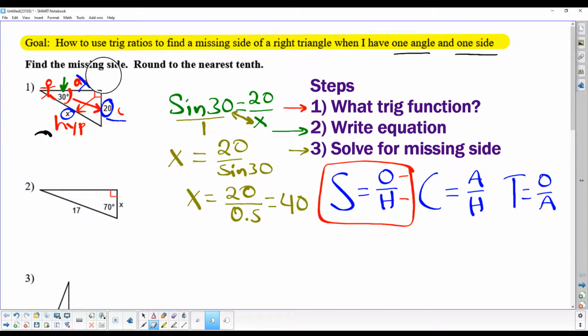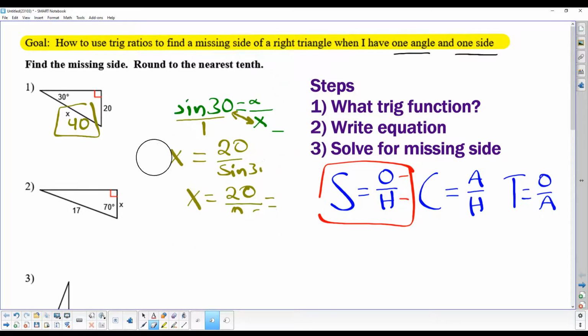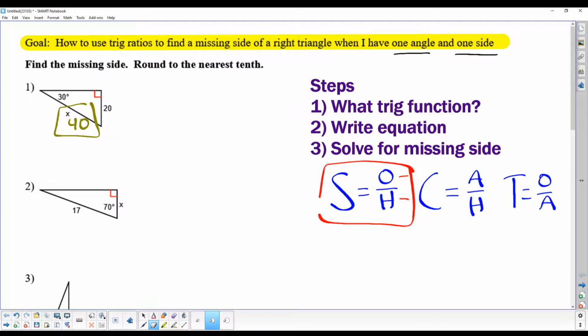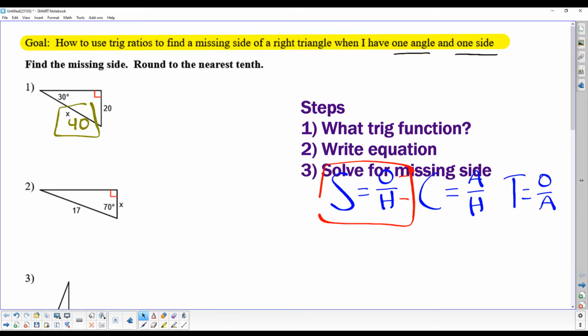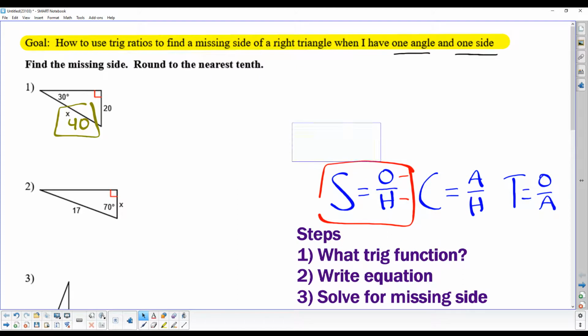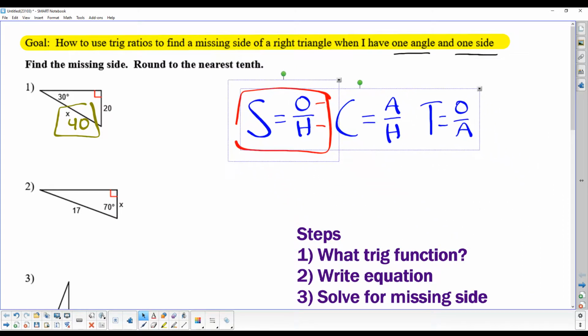So I'm going to erase all this stuff, and let's see if it makes sense. If I put a 40 right here, the hypotenuse is the longest side of a triangle. The 20 is half of it. I mean, it's reasonable. So I'm going to say that, yes, I did a mental check. It works. I'm going to erase the rest of this work so I can have some space to do my work. And we're going to go down and do the next one. We got these guys here.